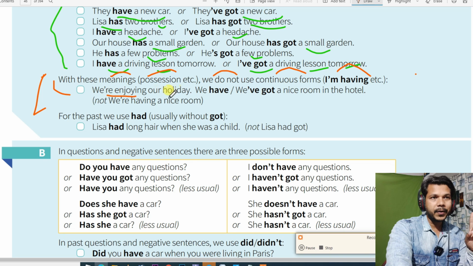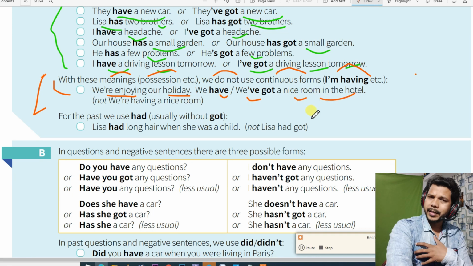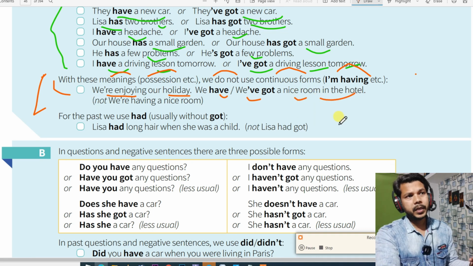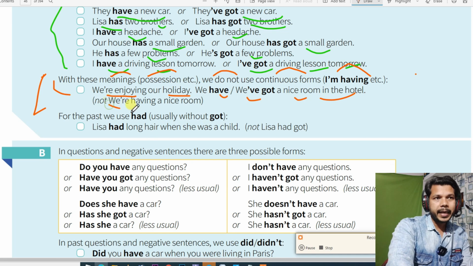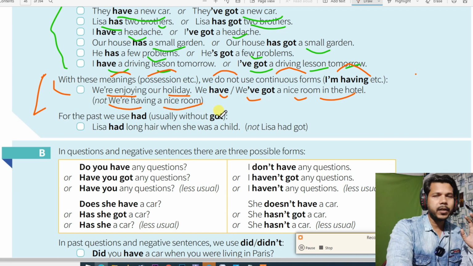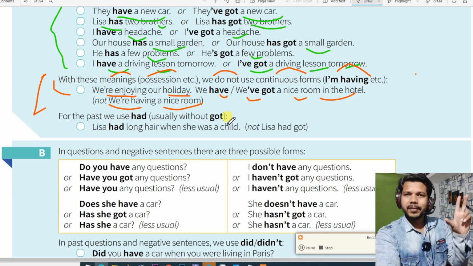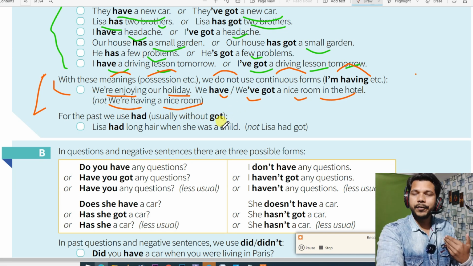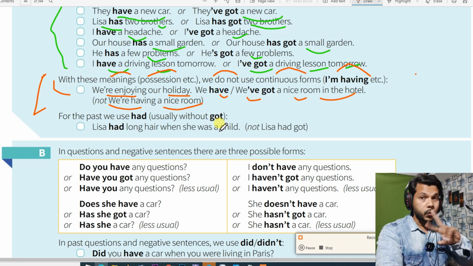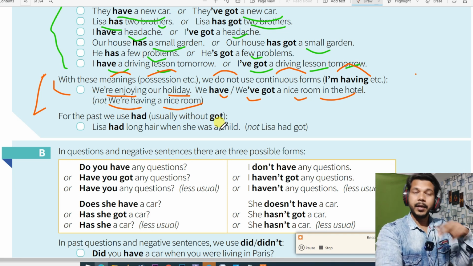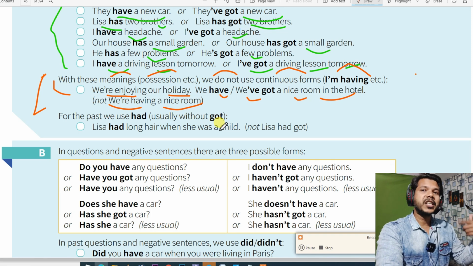We are enjoying our holiday. We have got a nice room in the hotel. You can say we have got a nice room, or you can say we have a nice room. You cannot say we are having a nice room. You cannot say I am having a gun. You have to say I have a gun. If you talk about possession, no having. Having comes when you're talking about any action being performed.